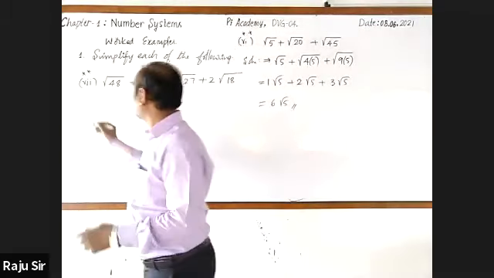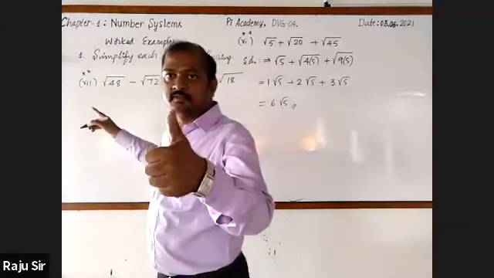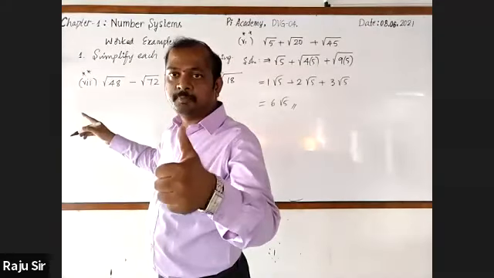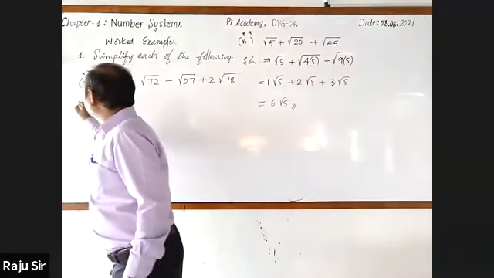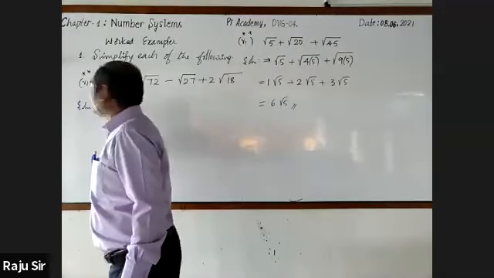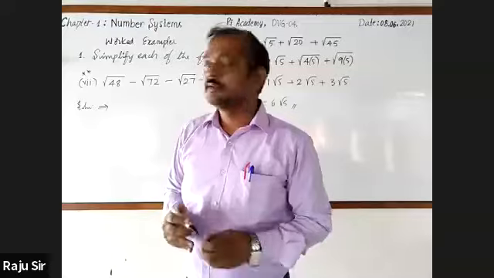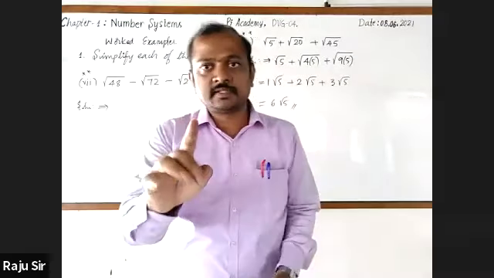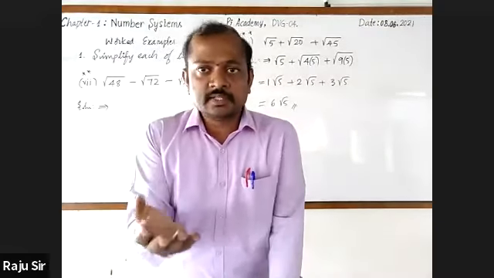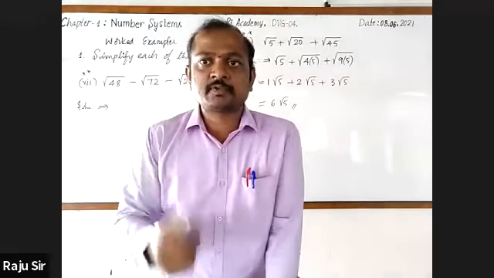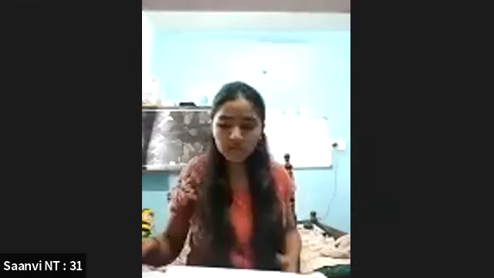Sanvi, have you copied this? Okay, then let's tell the first step. 6 8s, sir. Wait. She is telling 6 8s, and the 6 8s are correct, but is 8 a perfect square? No, sir.